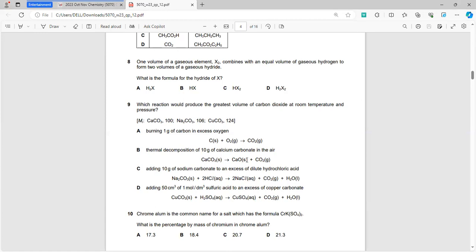What I will do is that we know they have the same mole to mole ratio, so we'll just put in 0.1 equals volume over 24, and I'll multiply 24 with 0.1. They've also, by the way, written over here that the calcium carbonate's Mr is 100. So the greatest volume of carbon dioxide will be produced in option B.